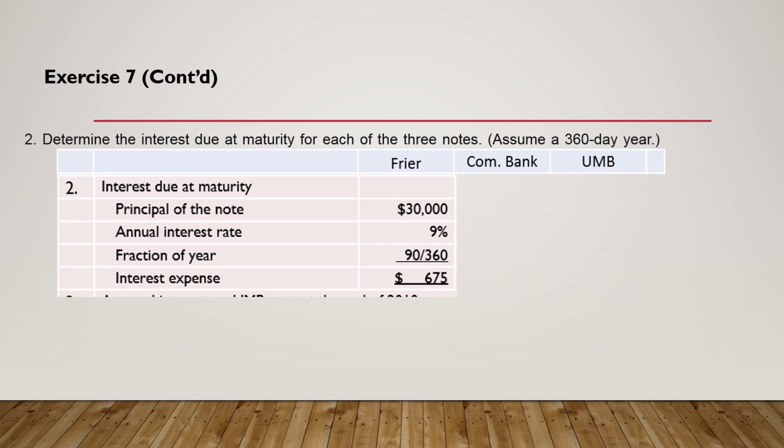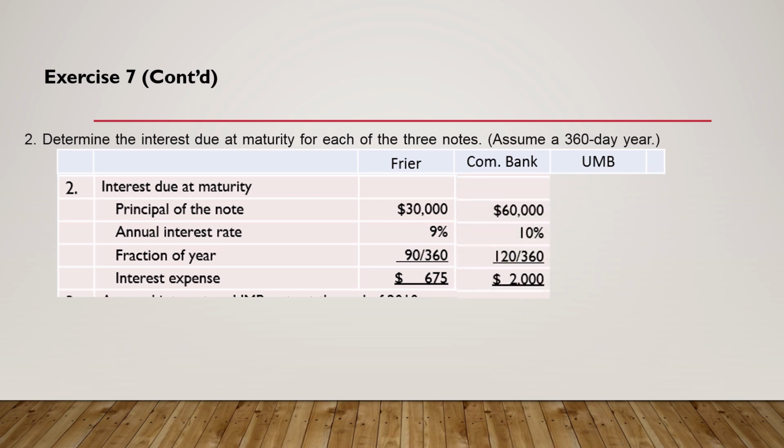As we know, the equation for calculating the interest expense is to multiply the principal of the note times the annual interest rate times the fraction of the year. So this is for the first note, that is from Ferrari. Then the following note, the loan that we took from the Community Bank: the principal of the note was $60,000, annual interest rate 10%, and its duration 120 days, so the fraction of the year is 120 over 360, which gives us $2,000 interest expense.